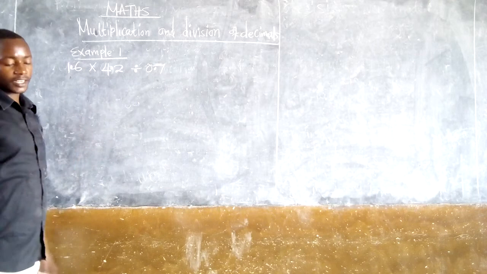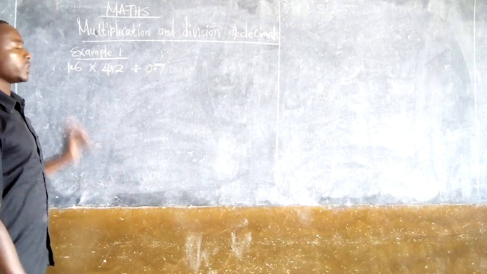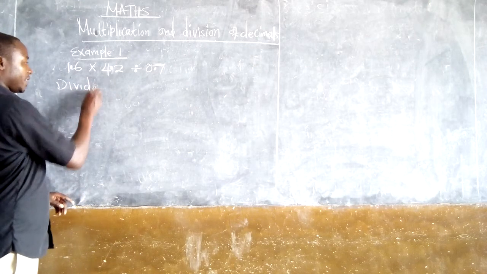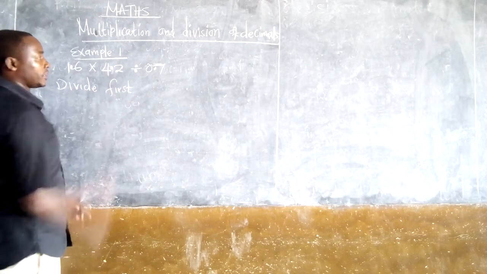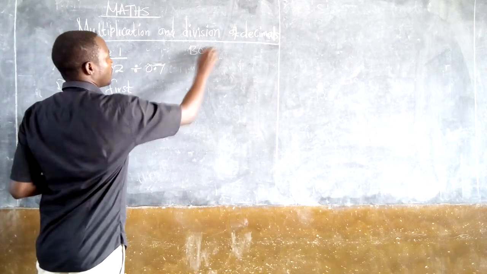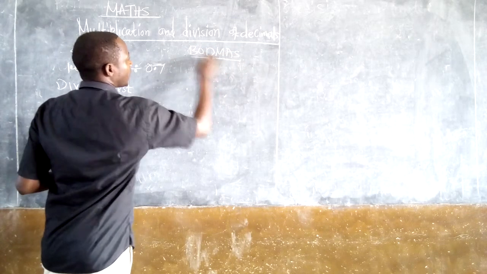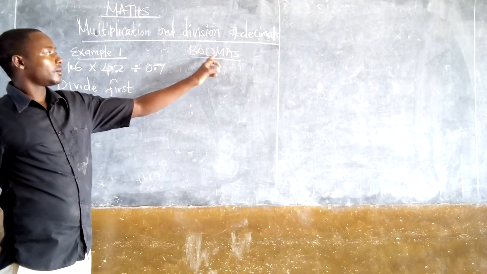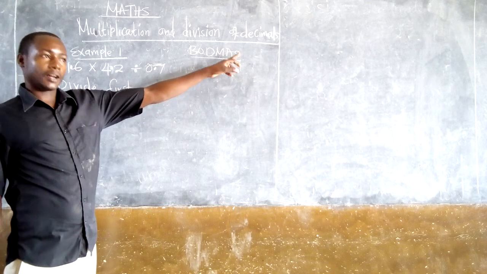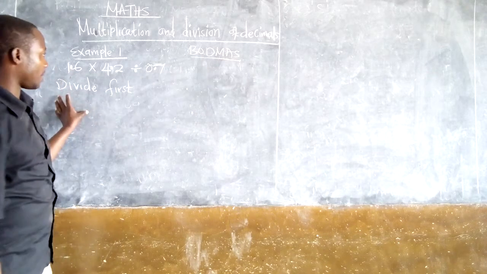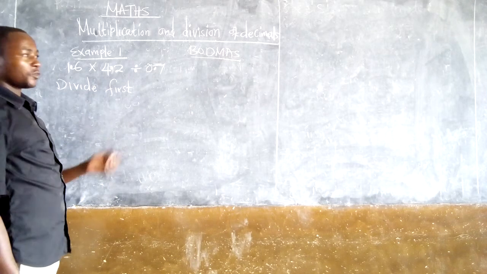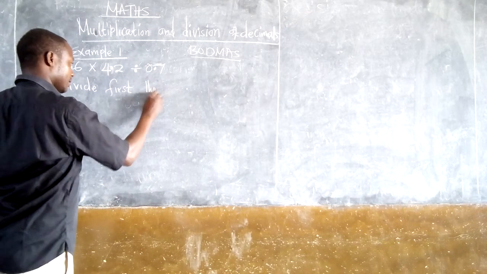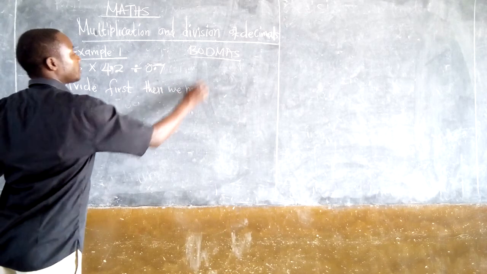When you're given such an exercise, the first thing, we start with the division. So we divide first. Why do I say we divide first? Because of BODMAS. Brackets come first, followed by of, division, multiplication, addition, and subtraction. Here, because we don't have a bracket or of, we start with the division, then we multiply.